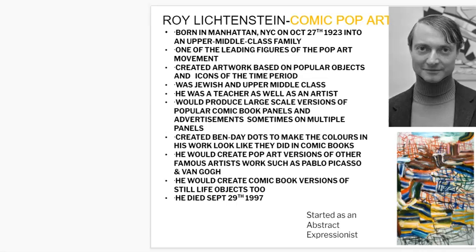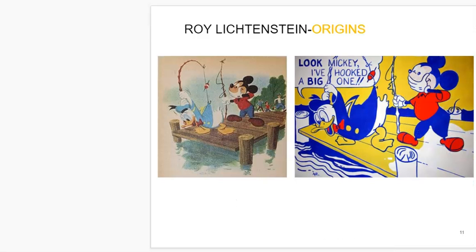When you look at a comic book back in the day, it was made up of little tiny dots of color. And he called these Ben-Day dots. He used these dots to color it in. He copied famous artist pieces. He copied things from the media. He did still life objects too. All kinds of things, all kinds of subjects.